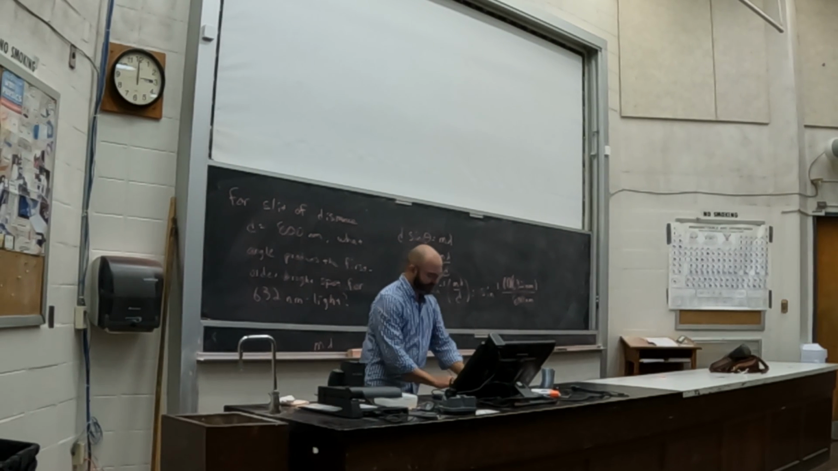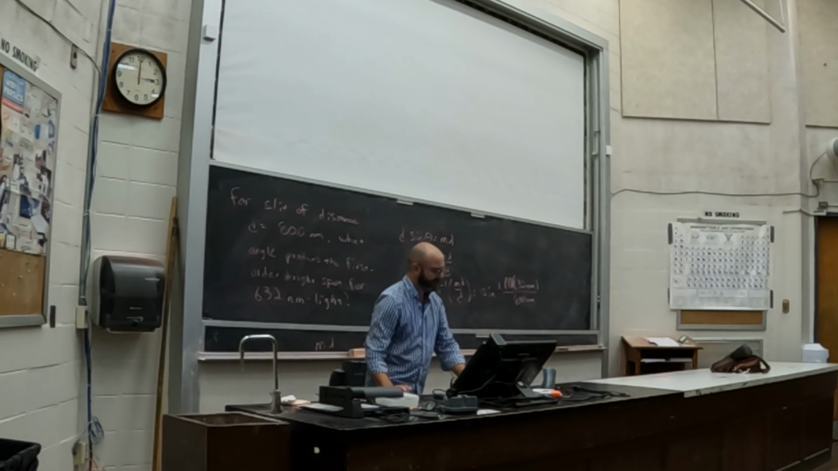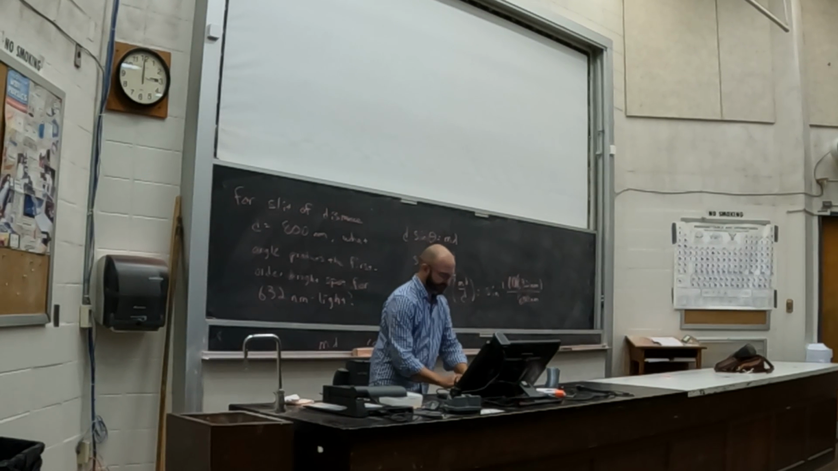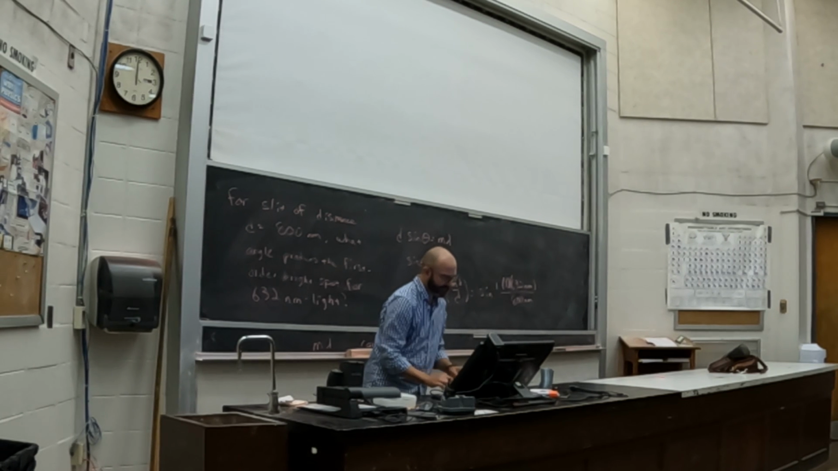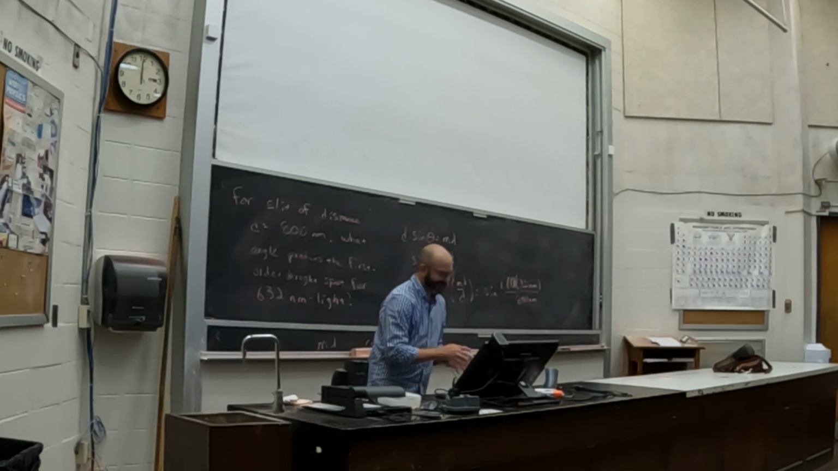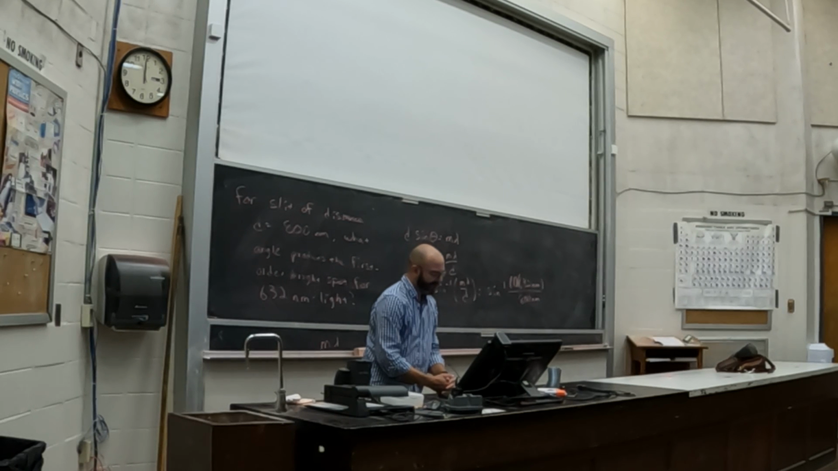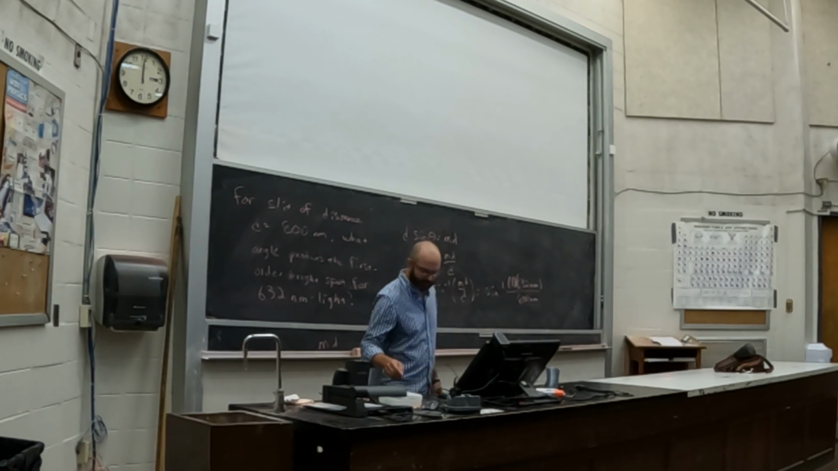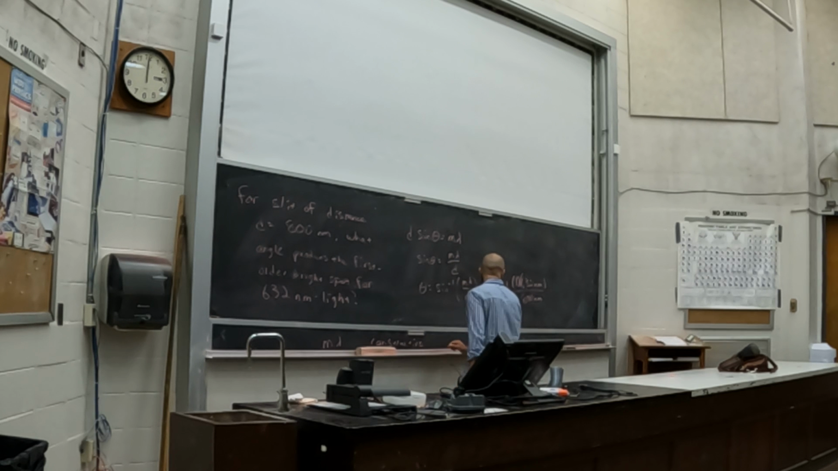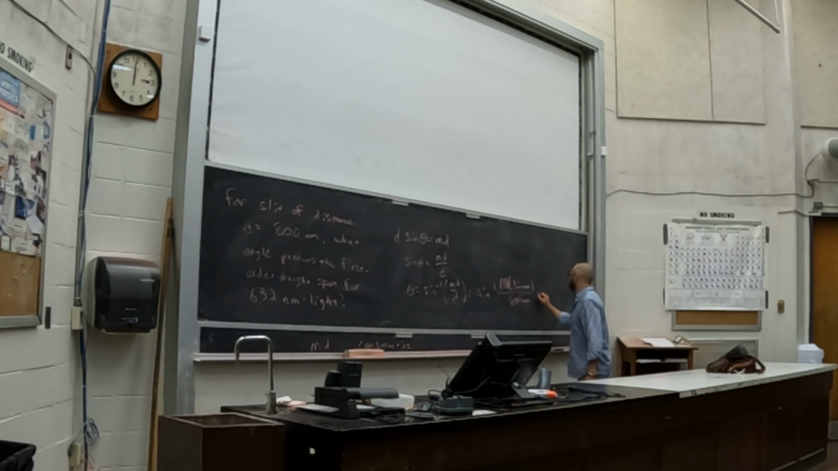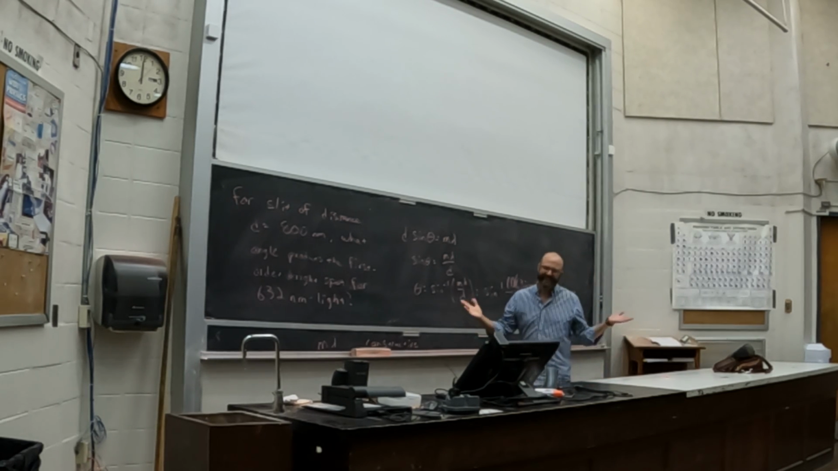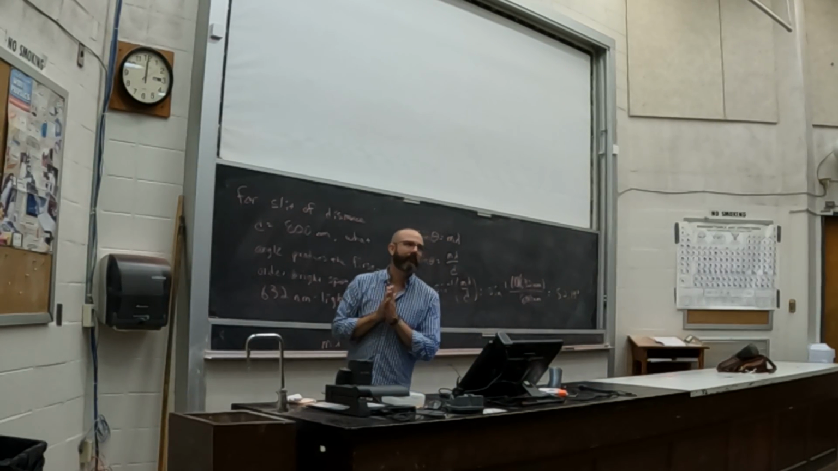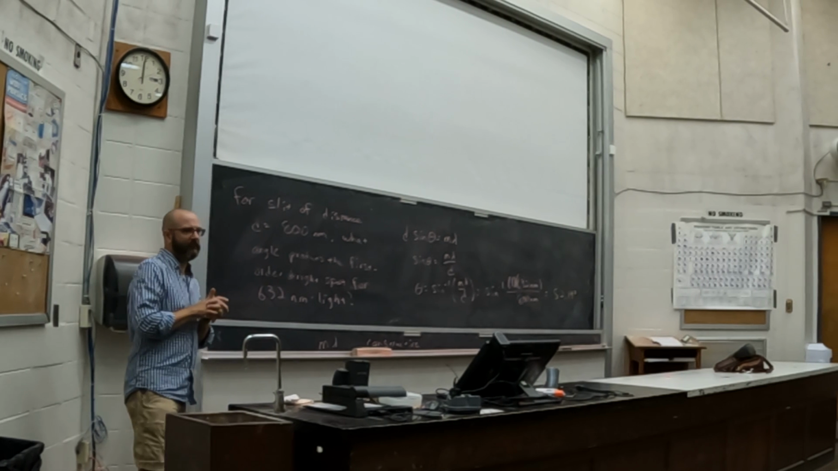632 divided by 800. I get 52.19 degrees. Just that simple. It's pretty straightforward. Any questions about what we just did?